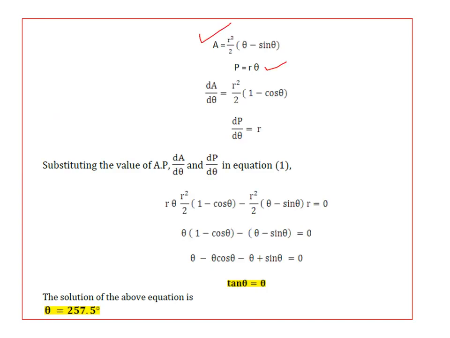So ∂A/∂θ is nothing but r square by 2, differentiation of θ is 1, differentiation of sin θ is cos θ, so (1 minus cos θ). ∂P/∂θ is nothing but r.